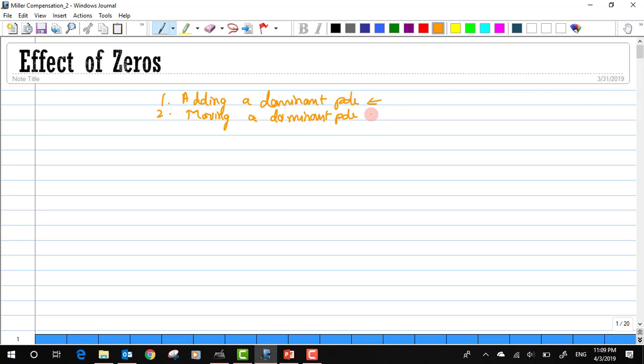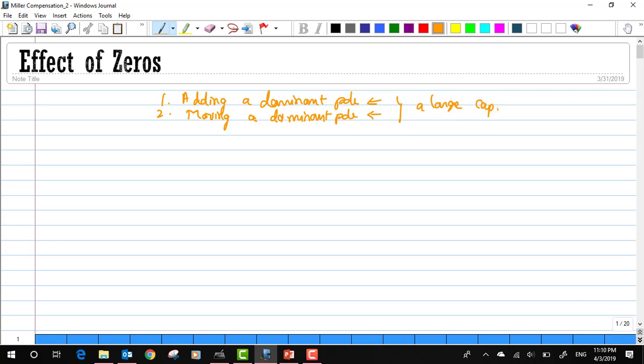Whereas in the second case, which is moving a dominant pole, we moved an existing dominant pole towards the low frequency, thereby leading to bandwidth reduction without adding any extra pole. But this second method also requires knowledge of the internal circuitry of the op-amp, and in both these cases, in order to move or to create a dominant pole, they both require a larger capacitor to do the job.